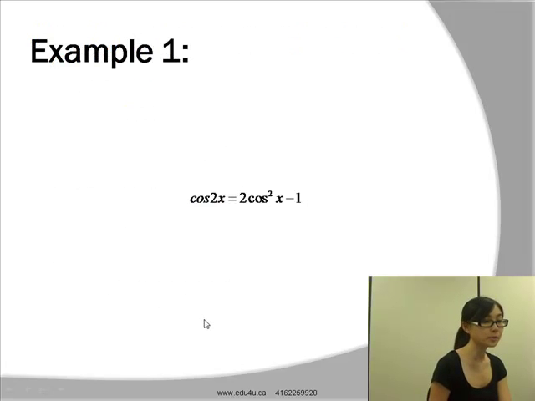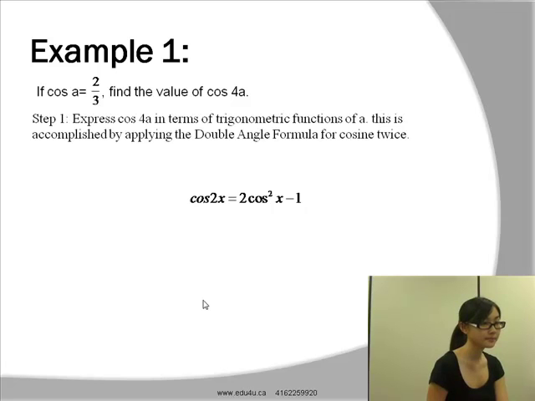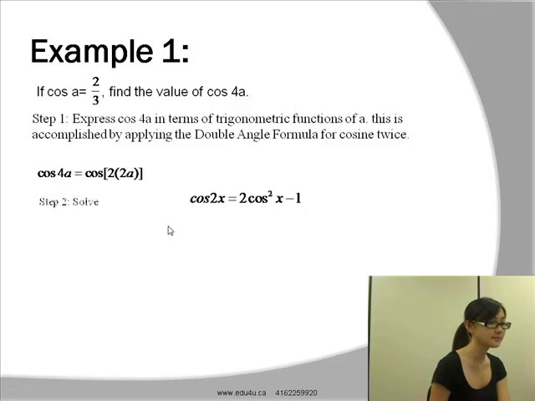So let's take a look at example 1 from your learning resources. If cos A equals 2 over 3, find the value of cos 4A. In step 1, we have to express cos 4A in terms of trigonometric functions of A. This is accomplished by applying the double angle formula for cosine twice. So first we write cos of 4A in terms of the double angle formula. It's the same thing as cos of 2 times 2A.